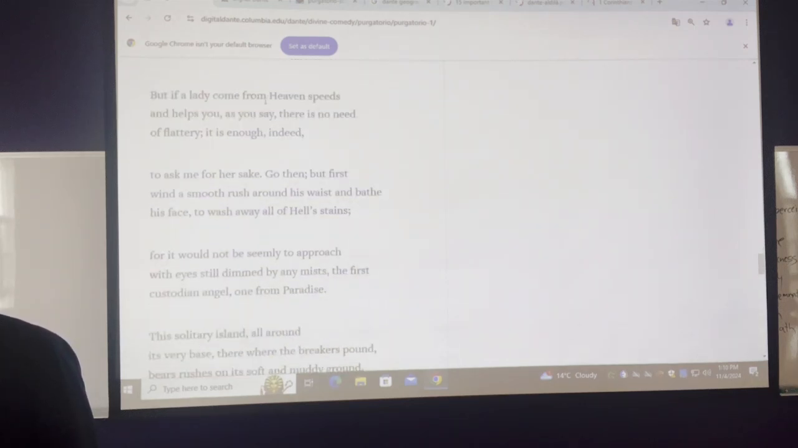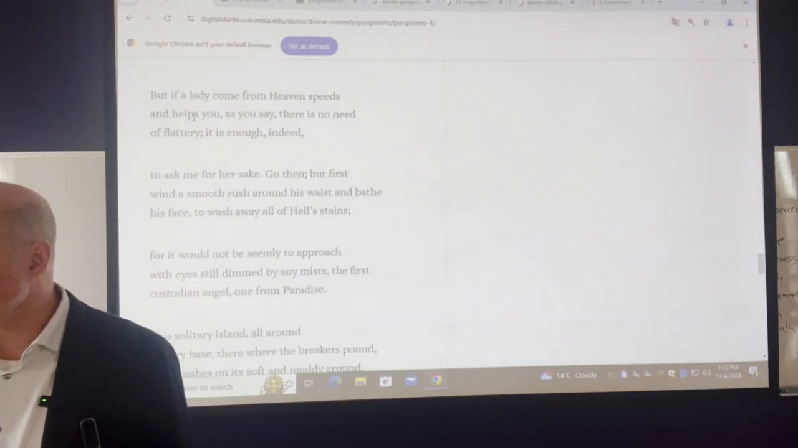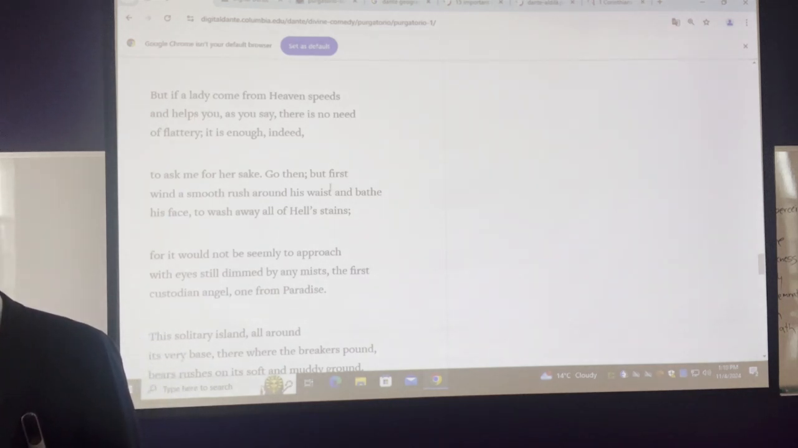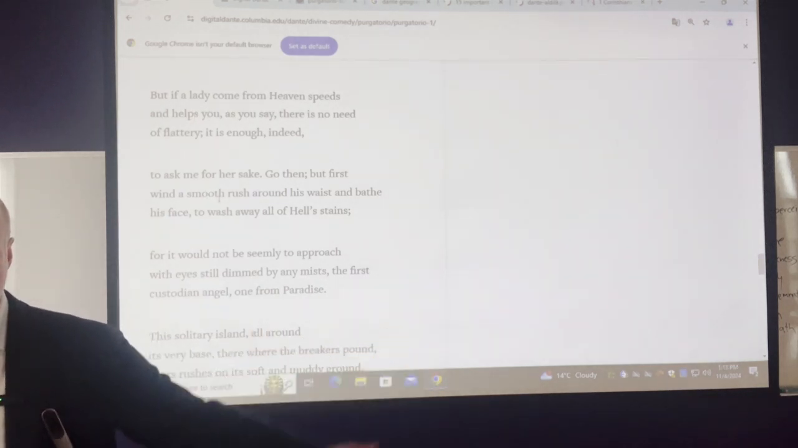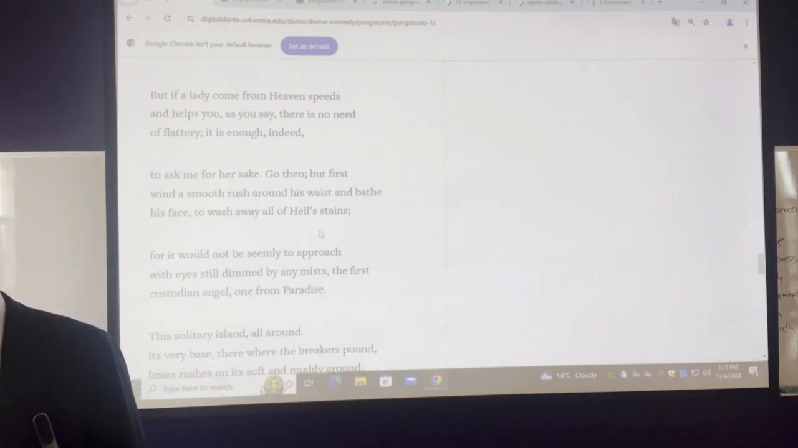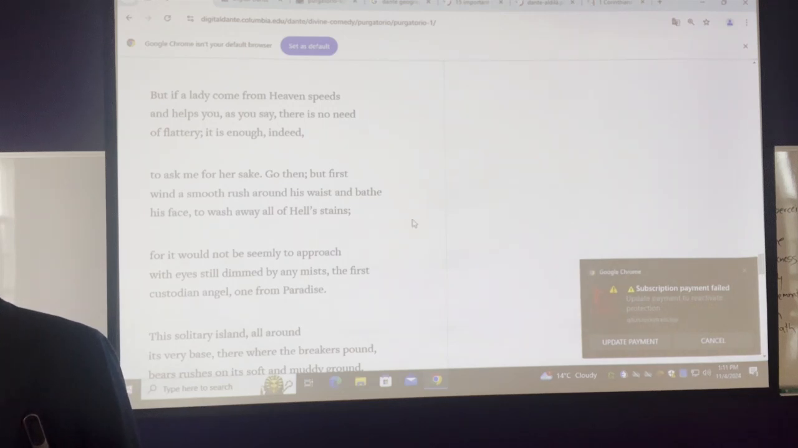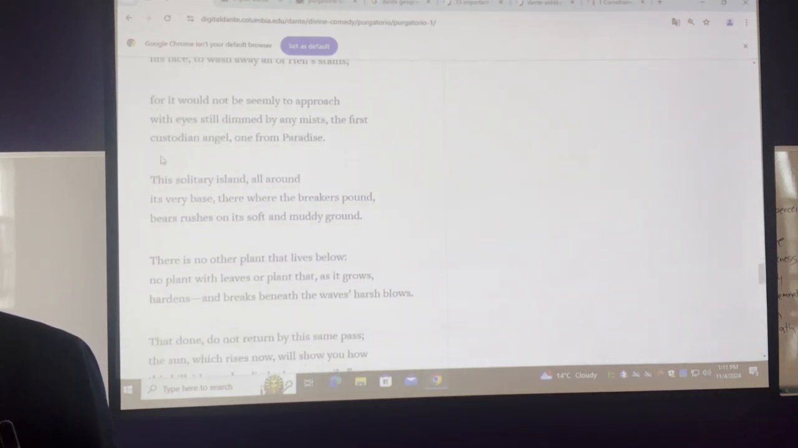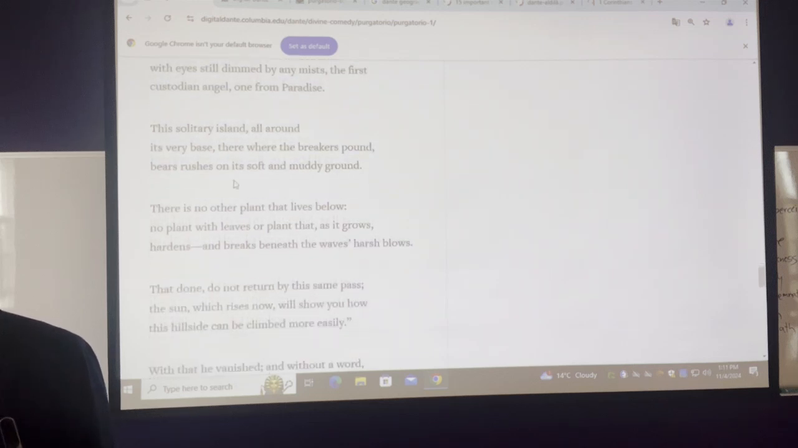But if a lady come from heaven speeds and helps you, as you say, there's no need of flattery. It is enough indeed to ask me for her sake. Go then. So Cato says, you go on. If it's come from heaven, then I will obey. But first, wind a smooth rush around his waist and bathe his face to wash away all of hell's stains, for it would not be seemly to approach with eyes still dimmed by any mist the first custodian angel won from paradise.